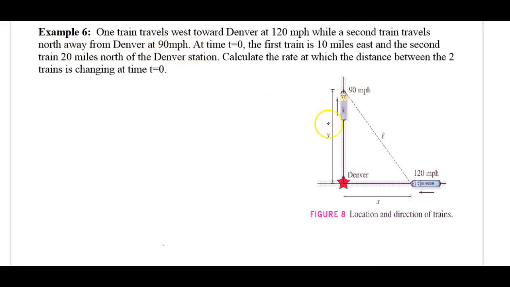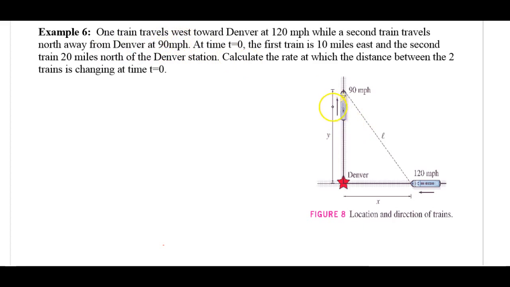So I'm going to stop and look at the image that's been given. I'm going to go ahead and label my givens on the graph. I'm told that one train is traveling west toward Denver at 120 miles per hour, and the second train is traveling north away from Denver at 90 miles per hour.